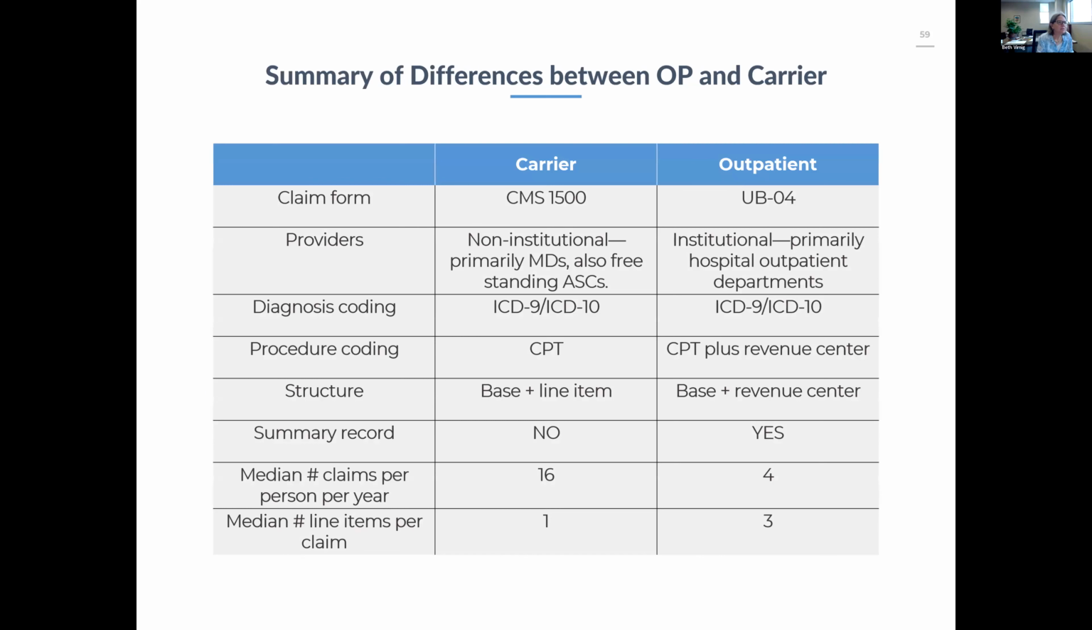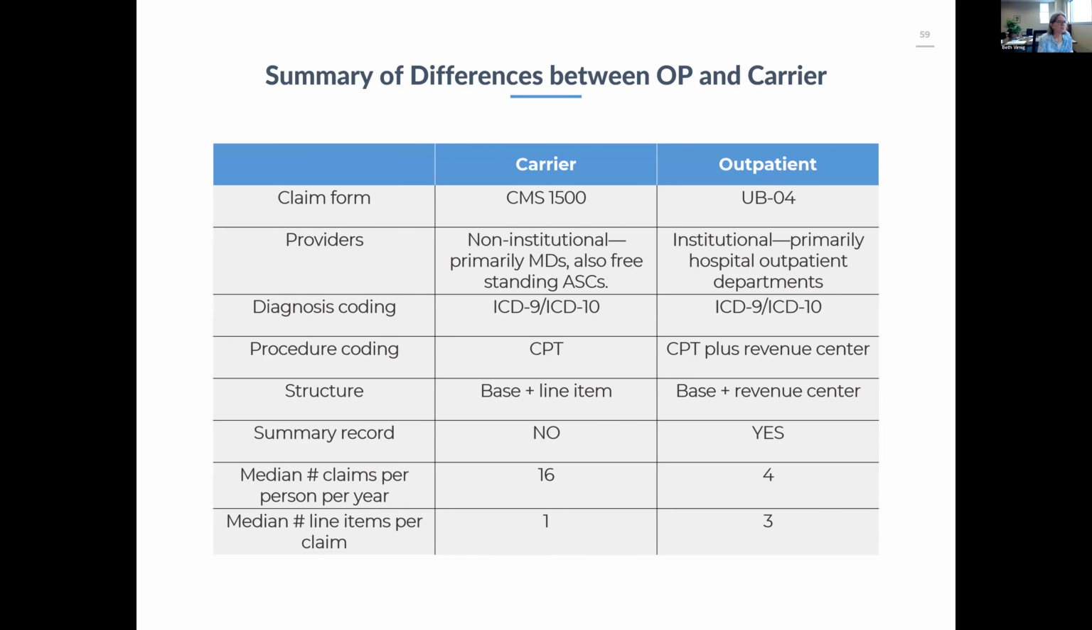So summarizing the differences between the outpatient and the carrier files, they use different claim forms. The carrier uses a CMS 1500. The outpatient uses the UB04. The carrier is for non-institutional providers, primarily physicians, but also freestanding ambulatory care centers. The outpatient is for institutional providers who also bill Part A, so primarily hospital outpatient departments.